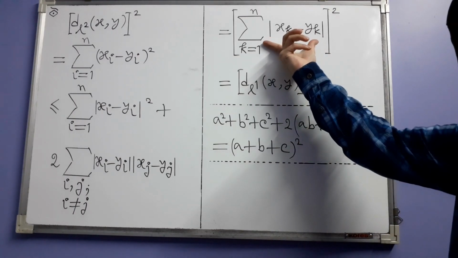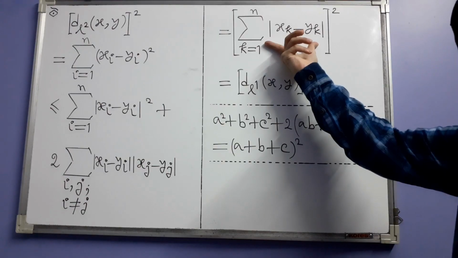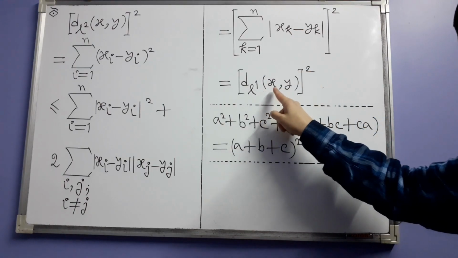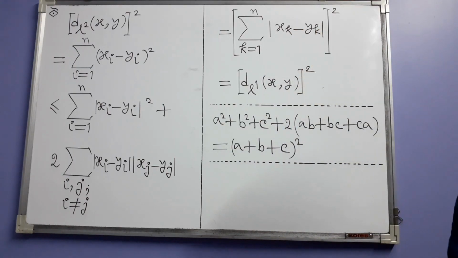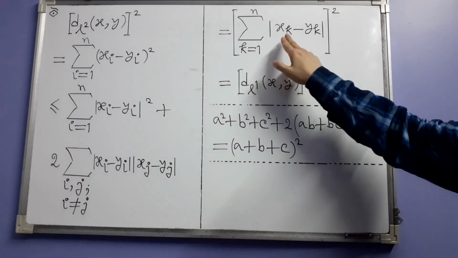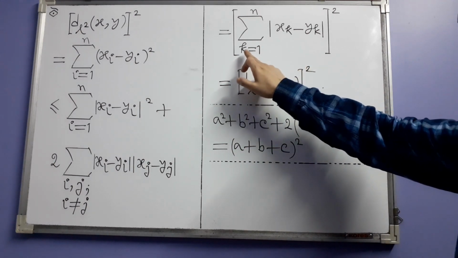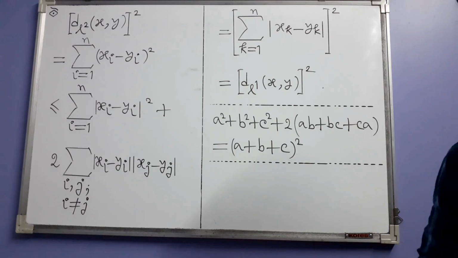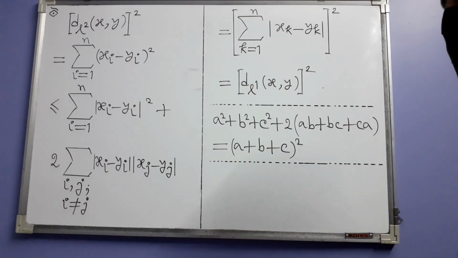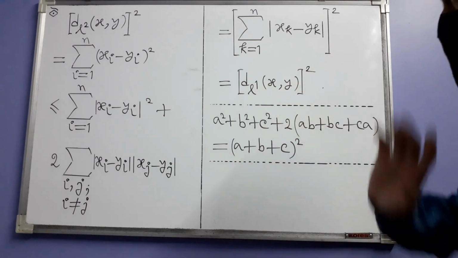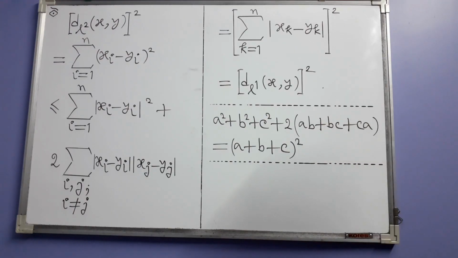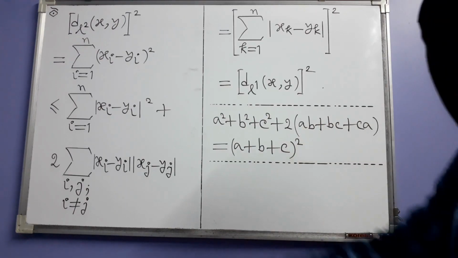But what is the thing inside square? This is just the dl1 value of x comma y. You see, it does not really matter whether you write k here or i here. These are just dummy variables. So this is dl1 of x comma y whole square. So now you are almost there.